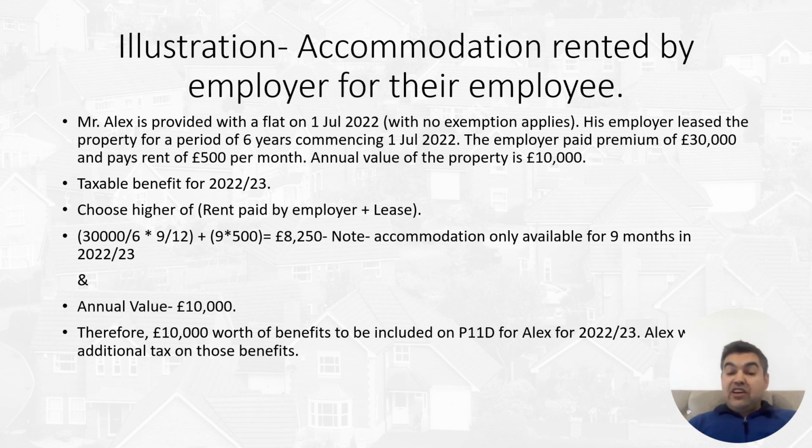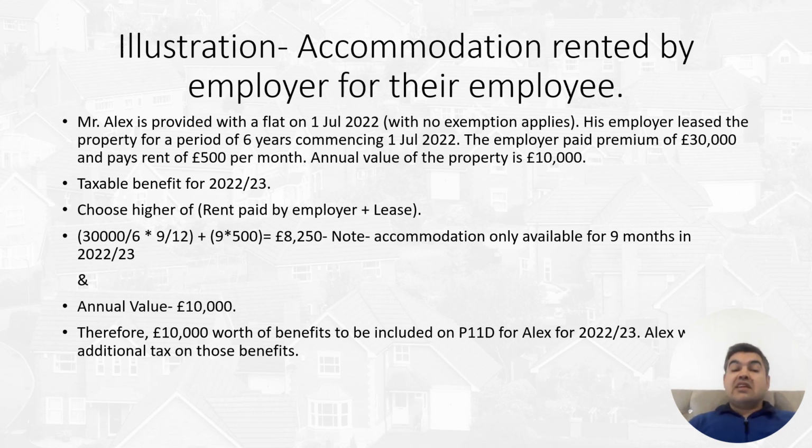Obviously, they want to find their ways, but HMRC keeps blocking this kind of thing, saying the lease premium also counts. So if there is a lease premium, you need to consider that as well, plus the rent. You cannot dodge it. In this case, choose the higher: rent paid by the employer plus the lease premium. The lease is for 6 years and 30,000, so divide by 6, and then multiply by the period it was available. Make sure the property was available for the entire year, so 12 divided by 12. There's no proportion, but if it's available partway through, then you need to apportion by the month.